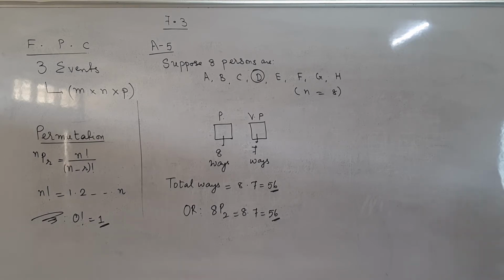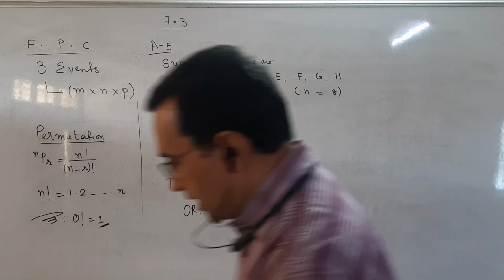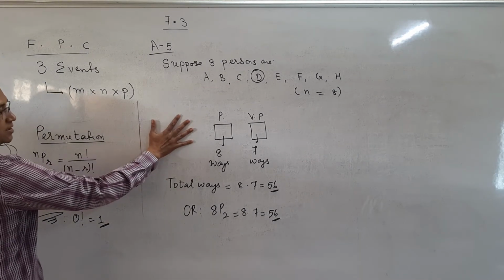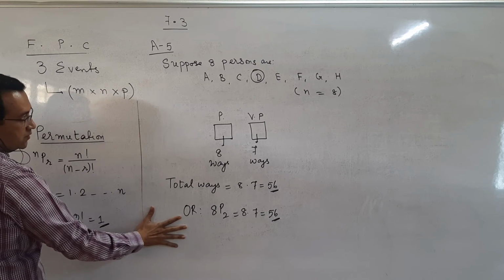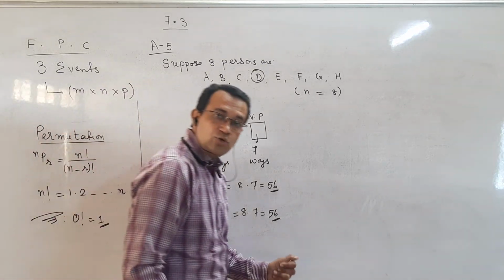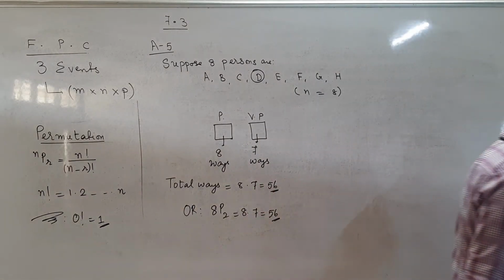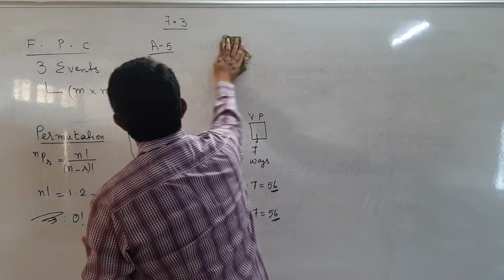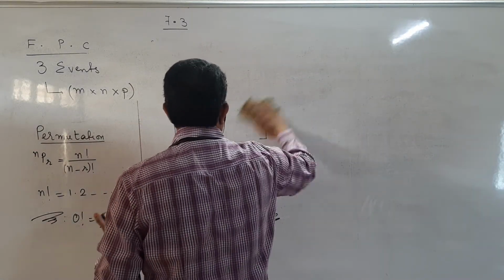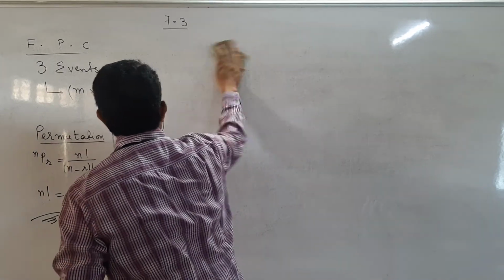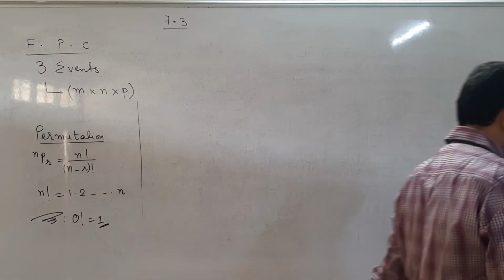So this type of questions, once understood, students, are very easy. I have done the sum first by fundamental principle of counting, and alternatively from 8 persons, any 2 persons can be arranged in 8P2 ways. So the answer is 56. Now students, we are doing questions 6 and 7.